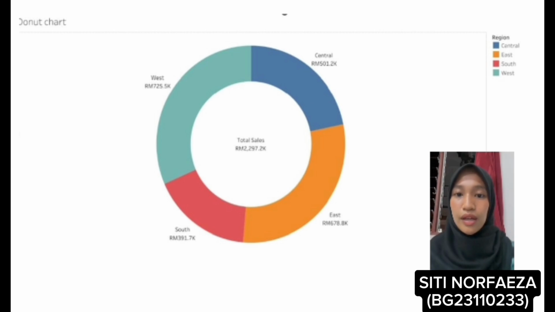Waste shows a value of 725.5 thousand ringgit. The second category is salt with value of 391.7 thousand ringgit. The value shows the lowest value. Next is show a value of 617.8 thousand ringgit. And lastly, central is 501.2 thousand ringgit.